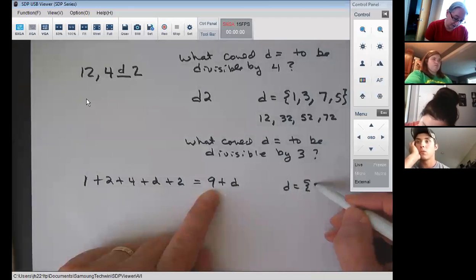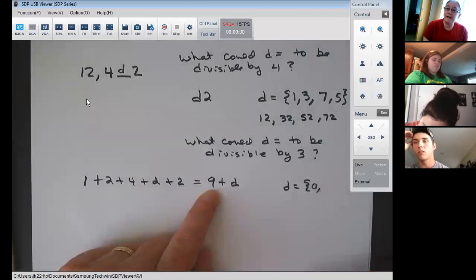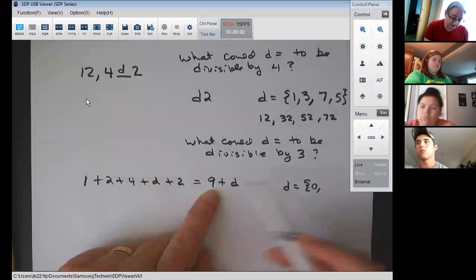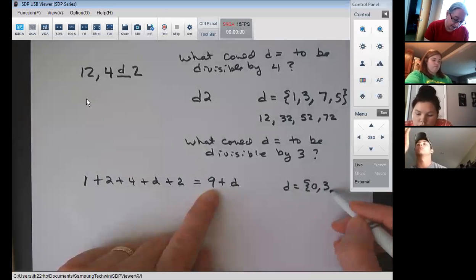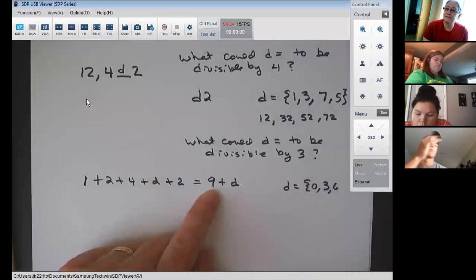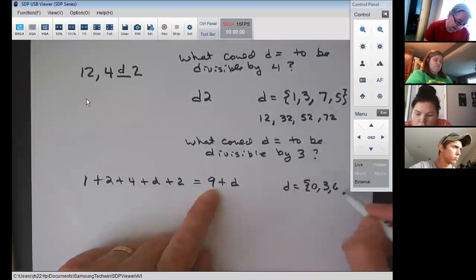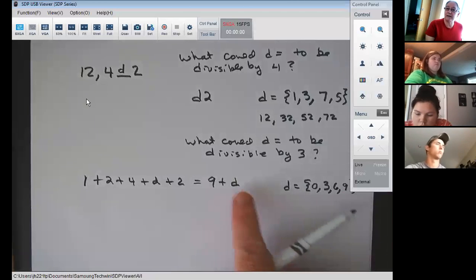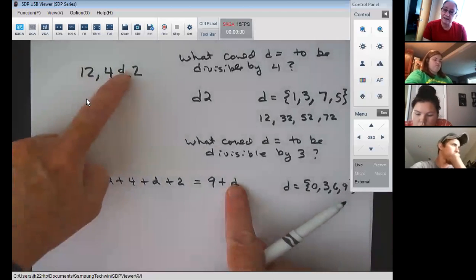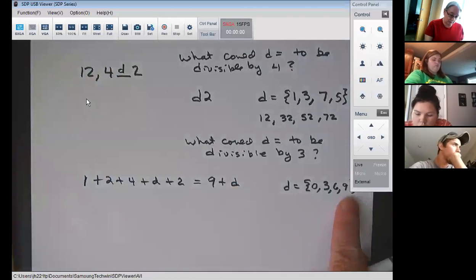0. It could be 0, or multiples of 3. So if we add 0 to that, that's going to give us 9. If we add 3 to that, that gives us 12. That's divisible by 3. If we add 6 to that, we still have something that's divisible by 3, right? That's 15. And if we add 9 to that, we get 18. So it looks like we have 4 possible replacements for D, for this tens digit, so we end up with a number that's divisible by 3.